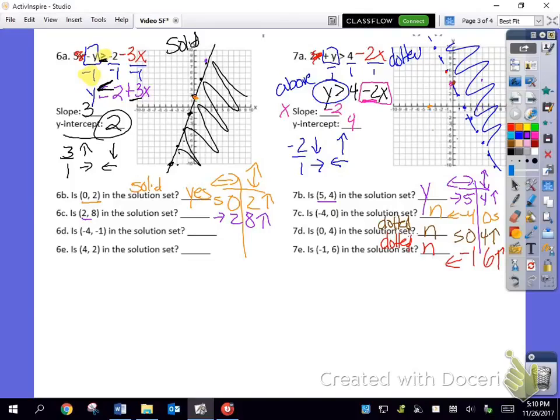You're above the line, so no, that does not work. (-4, -1). You go to the left and down. So left 4, down 1, nope. And then you have (4, 2). So you go right 4, up 2, yes. So those that are close to the line, be careful. That's why the slope really, really helps.